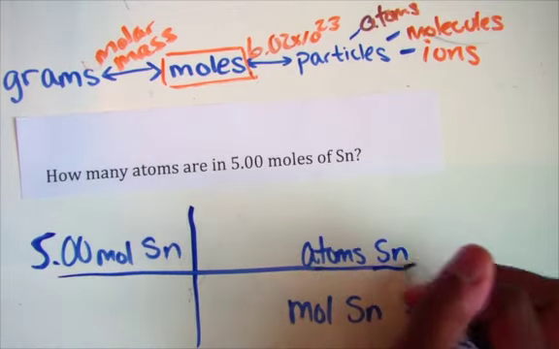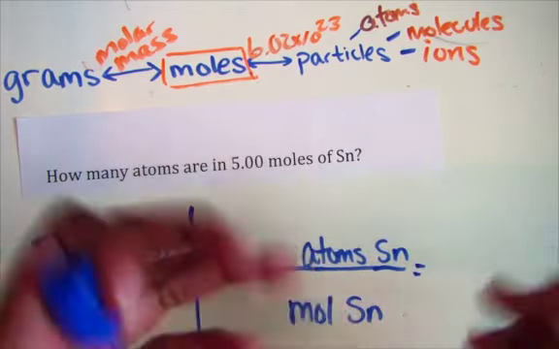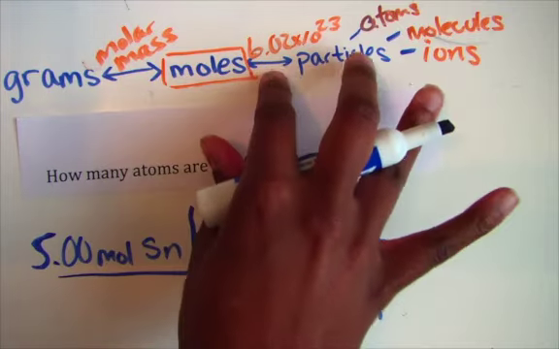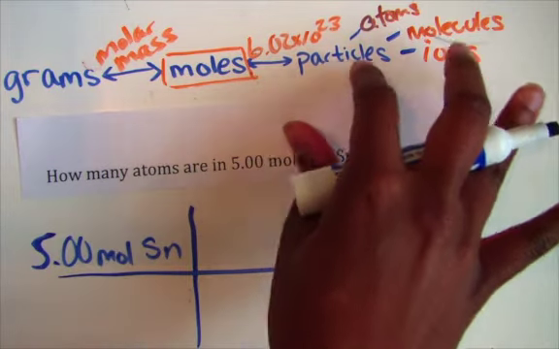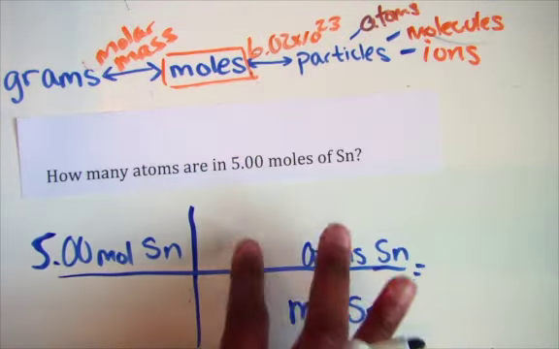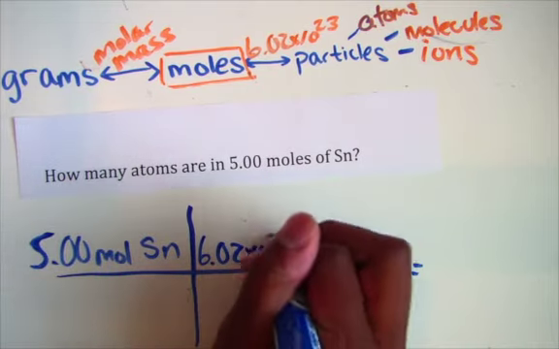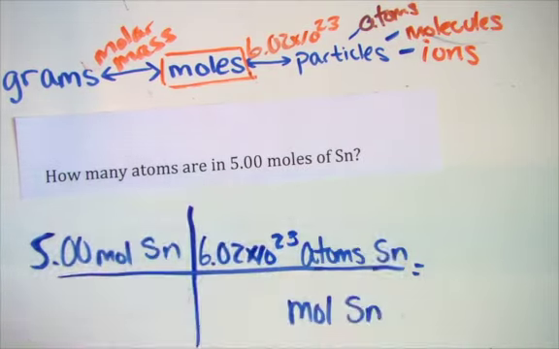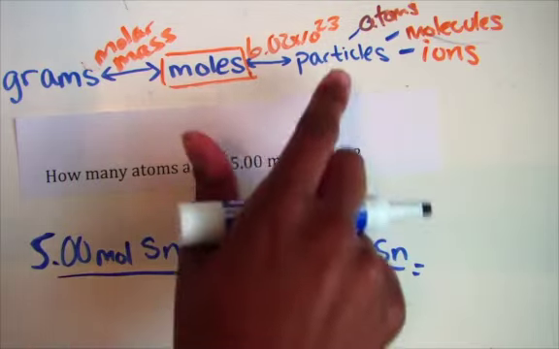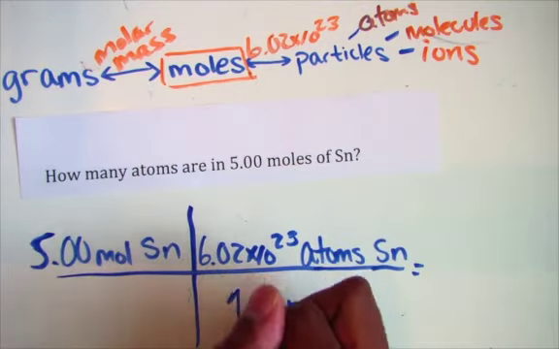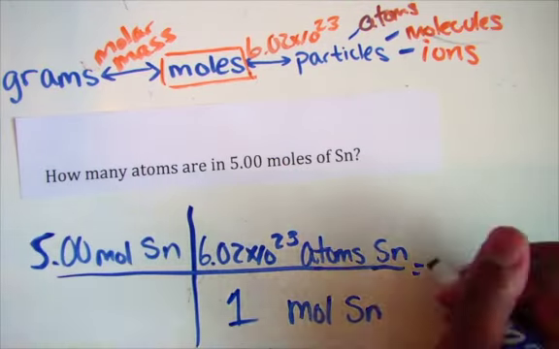Okay, so now we figure out what number goes where. So here, remember 6.02 times 10 to the 23rd, that's with the particles. So that number has to go up here. Okay, and that's how many particles that we have in 1 mole. So that goes down there. Now we're ready to solve.